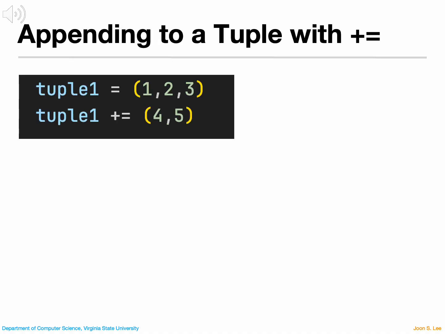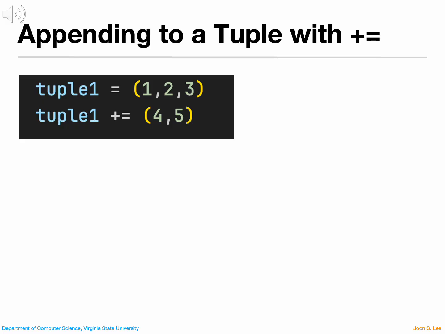At first glance, it looks like we're adding new elements to a tuple here, but that's not actually what's happening. In this example, tuple1 starts as (1, 2, 3). Then we use the plus equals operator with another tuple, (4, 5).